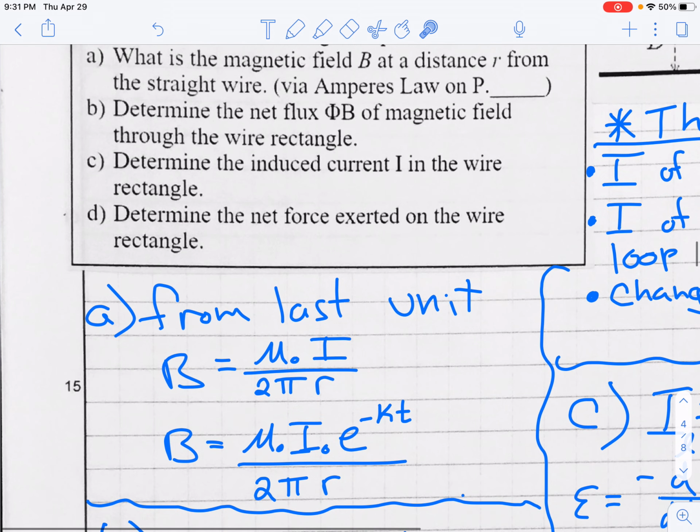So from last unit, Ampere's law, B equals mu naught I over 2 pi r. R would be the distance away from the loop. And if we substitute in what they gave us for the current, we get this expression.